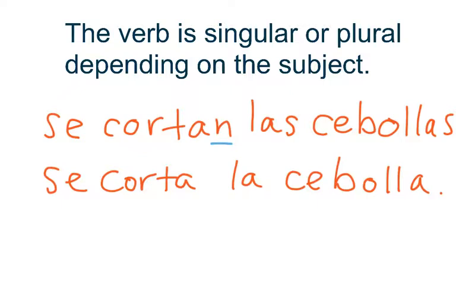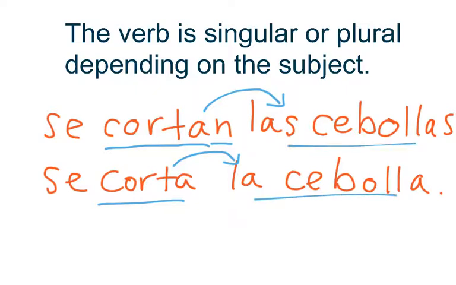Okay, so if we're going to say the onions, next you cut the onions, or next you should cut the onions, we're going to say se cortan las cebollas, because las cebollas is plural. If we're going to say, next you're going to cut the onion, we're just going to say se corta la cebolla, because it's singular. So you either have just the regular third person singular or the third person plural, depending on what the second part is telling you.